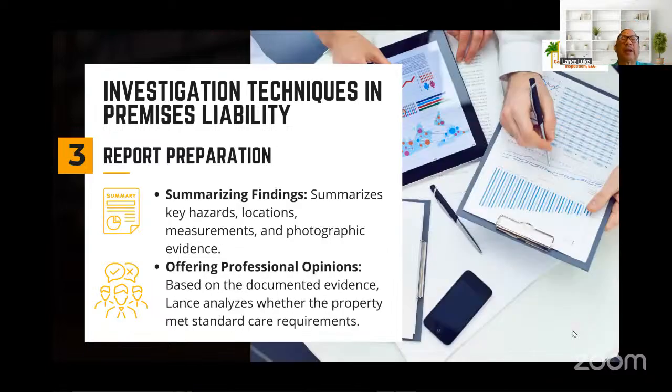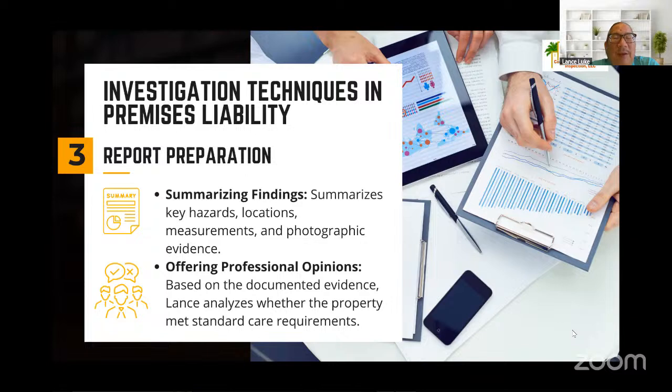So let's say we gather all this evidence and we're ready to prepare a report. So what we're going to do is write a report and detail everything out. And we're going to also write a summary of findings. And the summary would consist of key hazards, locations, measurements, and pictures. Okay, we'll all put it together in an easy to read format.